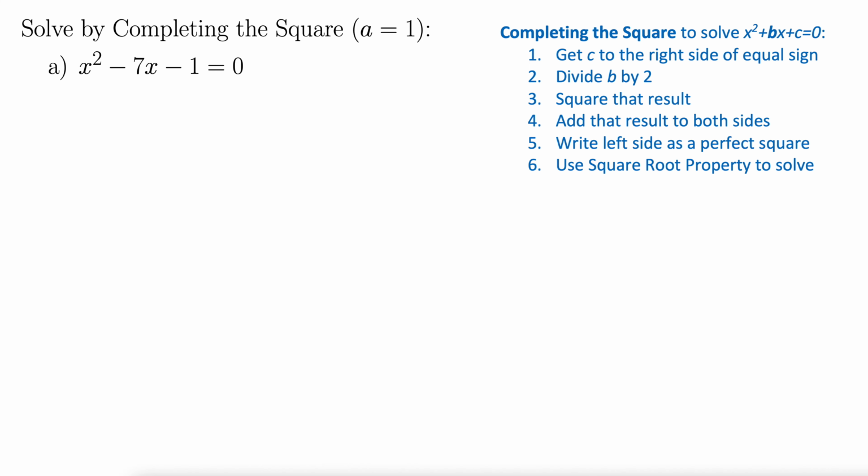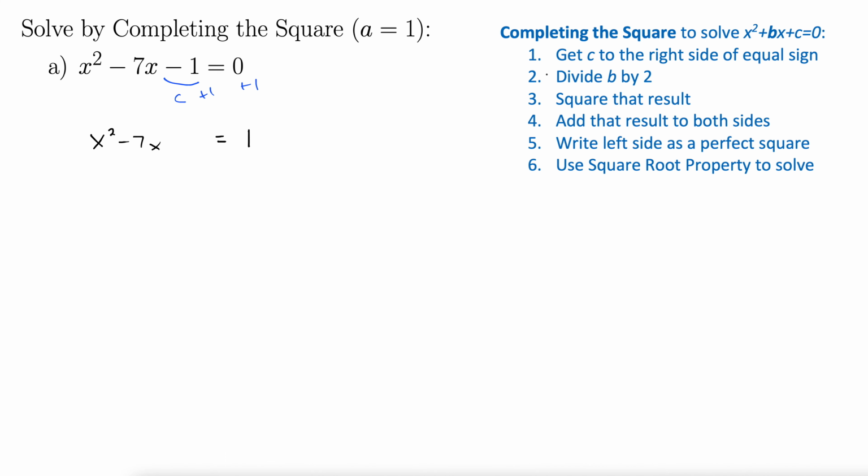Okay, step 1 says get c to the right side of the equation. So here this negative 1 is our c term. So we add 1 to both sides to get that to the right. What that leaves us with is x squared minus 7x. Notice how I leave some space to the right of 7x, equals 1 on the right.